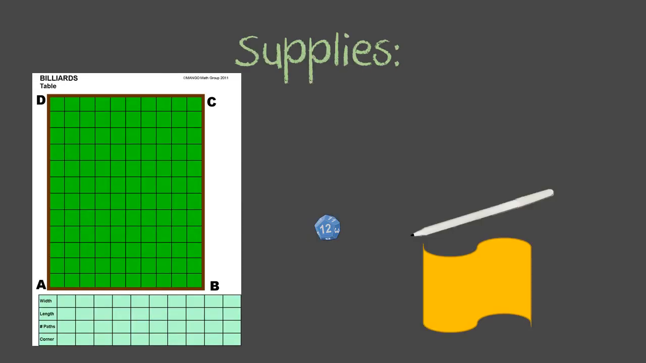The supplies that are provided in the pouch along with your information sheet and directions will be a billiards game board, a 12-sided dice, a dry erase marker, and an eraser.